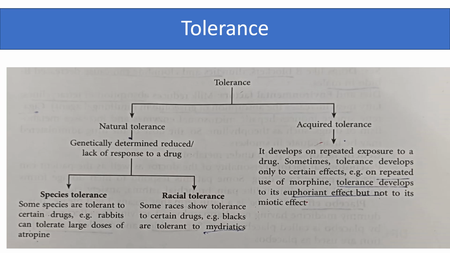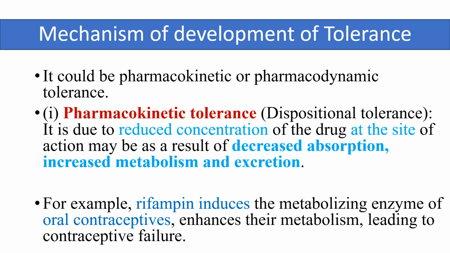And acquired tolerance develops on repeated exposure to a particular drug. Sometimes tolerance develops only to a certain effect. On repeated use of morphine, tolerance develops to its euphoriant effect but not its miotic effect. Mechanism of development of tolerance: there are two types of mechanism, pharmacokinetic tolerance and pharmacodynamic tolerance.